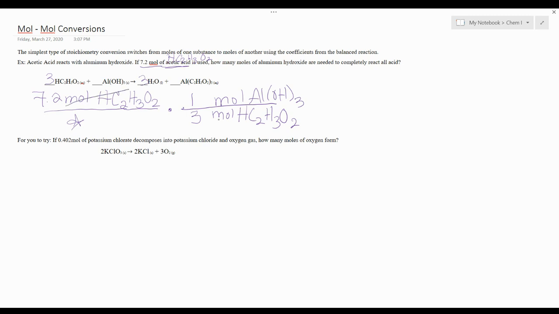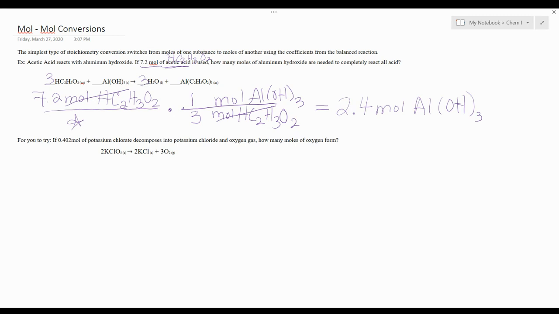We can cross out the moles of the one we started with. We'll get moles of aluminum hydroxide. And in your calculator, because you have 7.2 on top and then 3 on the bottom, you're going to be dividing. So that's going to be 7.2 divided by 3, which gives you 2.4 moles of Al(OH)3.